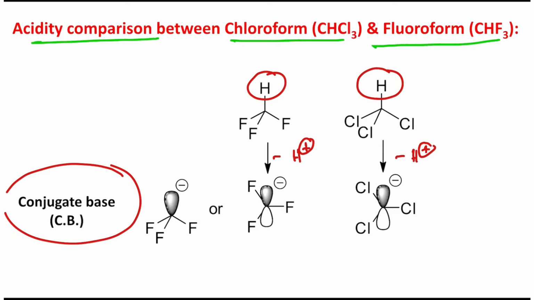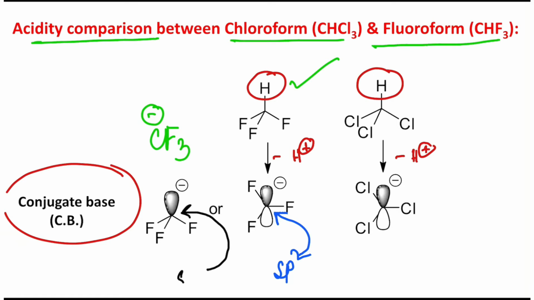So if you remove the proton from this fluoroform, what do you expect? That it will be an anion. You may consider such CF3 minus, trifluoromethyl anion. So you can represent this in two ways. You can either represent it in this way, indicating that it's sp2 hybridization, or you can say that no, not this, it's sp3.